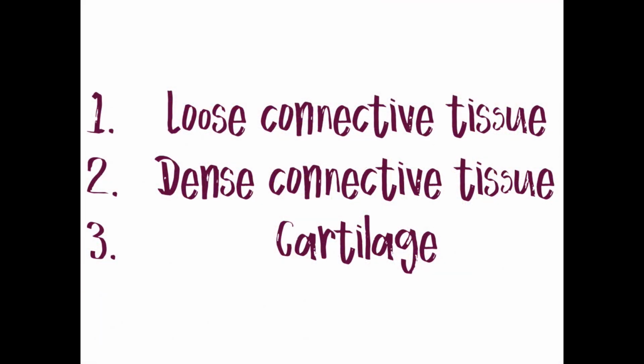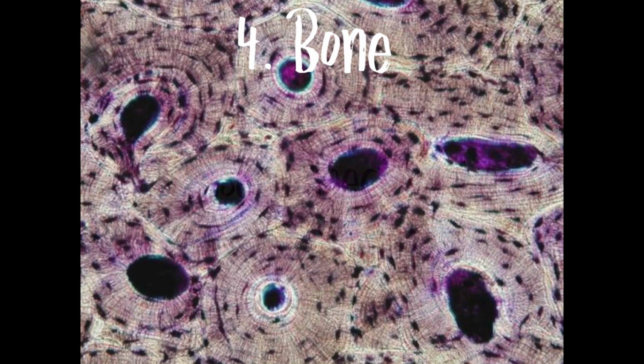So at this point, I just want to take a quick pause and remind you of the different types of connective tissue. We have loose connective, dense connective, and cartilage. And yes, loose and dense have 2 types, and cartilage has 3 types. All right, so finally, well, not finally, but the last two are bone and blood.